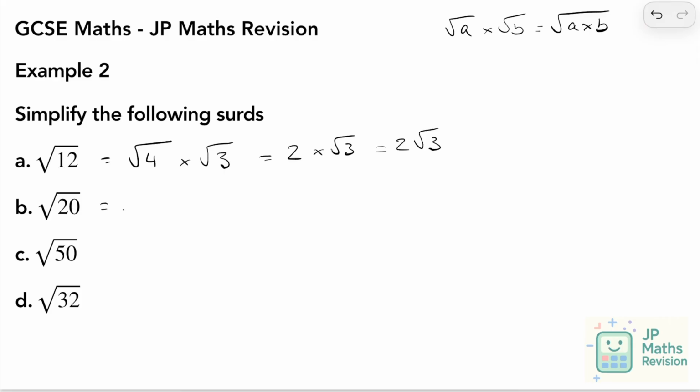So this time I'm going to write it as the square root of 4 times the square root of 5, because 4 times 5 makes 20. Now the square root of 4 is 2, and we're doing 2 times square root of 5, which is going to be 2 root 5. So that's the answer to that question.